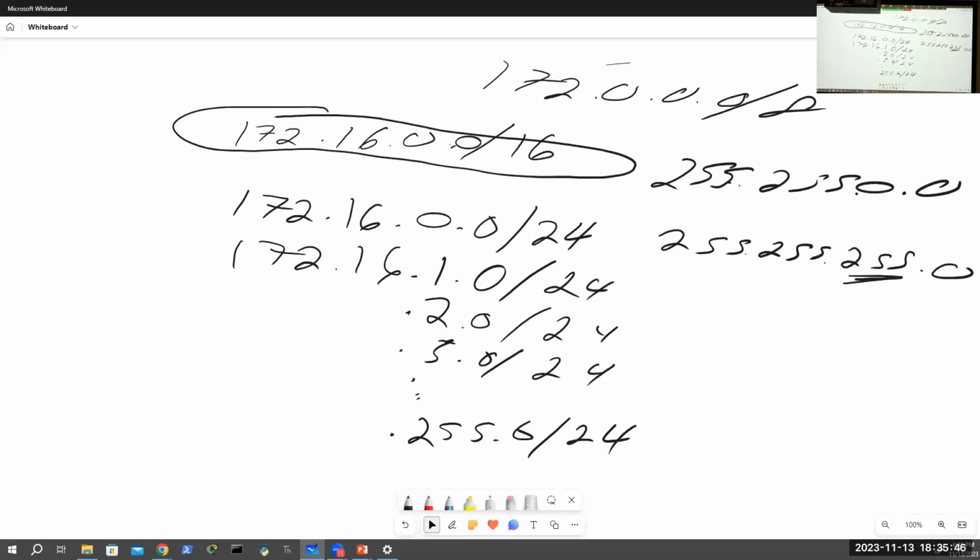Can you start with, what if it's like a /19, could it start that way? You could start with a /19, yes. We'll actually do that when we get into VLSM. We'll start with something that isn't on an octet boundary.